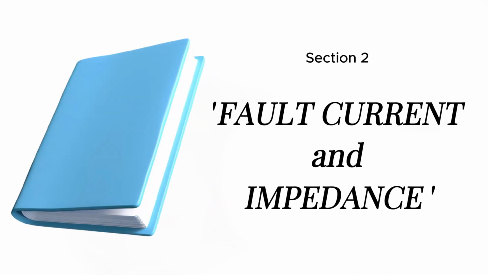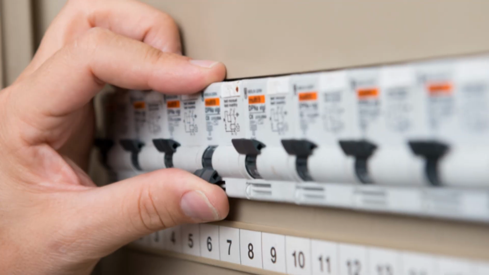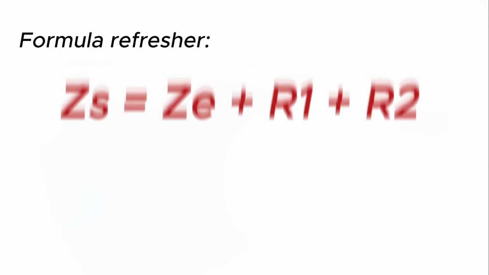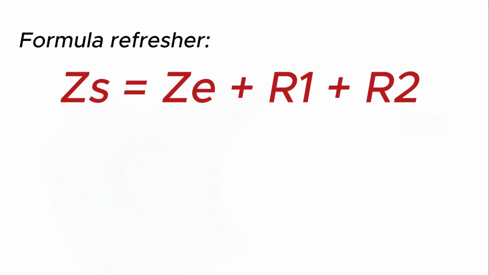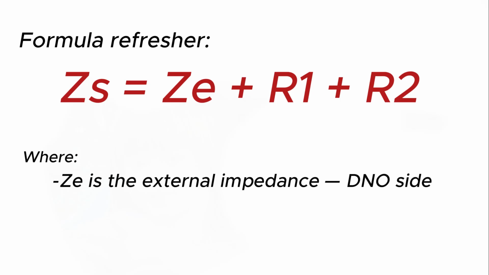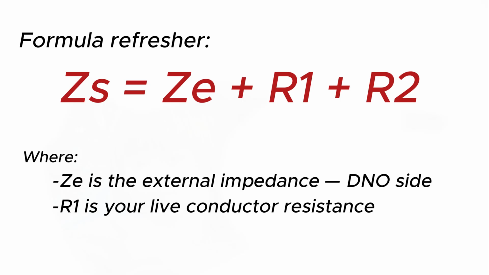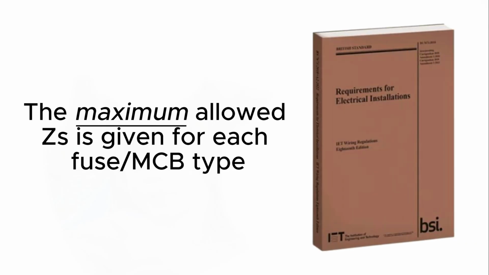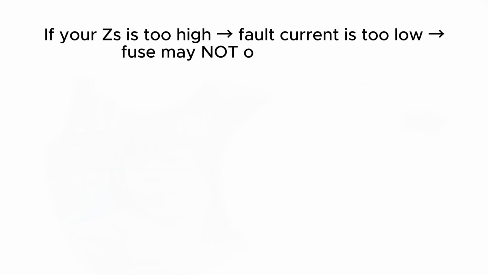Section 2. Understanding fault current and impedance. To know whether your breaker will disconnect within the required time, you must understand earth fault loop impedance, or Zs. Formula refresher. Zs equals Ze plus R1 plus R2, where Ze is the external impedance, DNO side. R1 is your live conductor resistance. R2 is your CPC resistance. The maximum allowed Zs is given in BS 7671 for each fuse and MCB type. If your Zs is too high, fault current is too low, and the fuse may not operate in time.